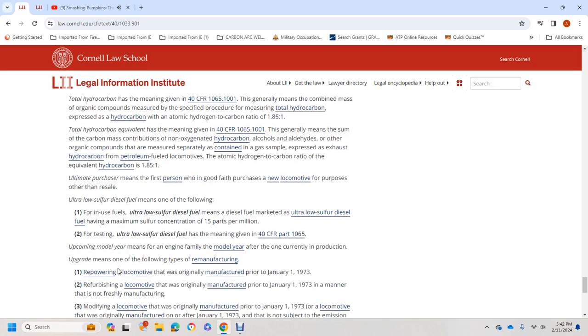Ultimate purchaser means the first person who in good faith purchases a new locomotive for purposes other than resale. Ultra low sulfur diesel means, for in-use fuel, diesel fuel marketed as ultra low sulfur diesel fuel, which has a maximum sulfur content of 15 parts per million.